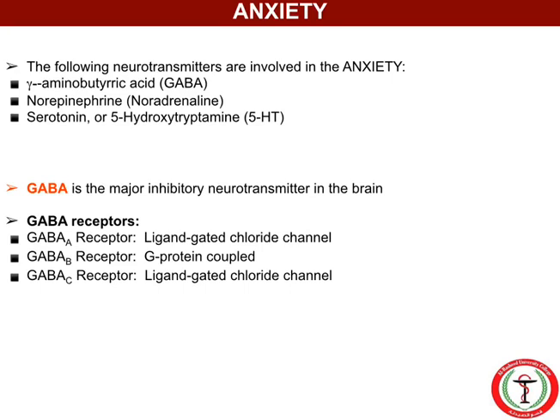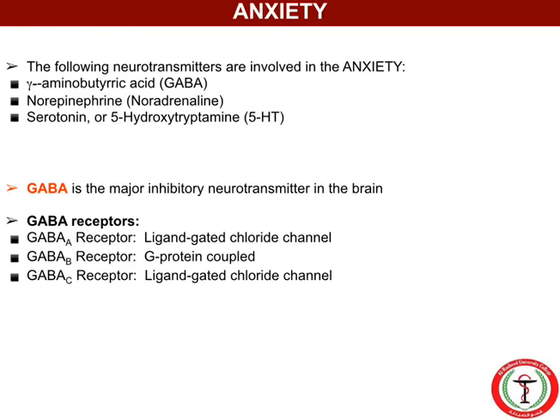The three main neurotransmitters associated with anxiety are first, GABA or gamma-aminobutyric acid, which is the major inhibitory neurotransmitter in the brain. Second, noradrenaline, and third, serotonin or 5-hydroxytryptamine, 5-HT.